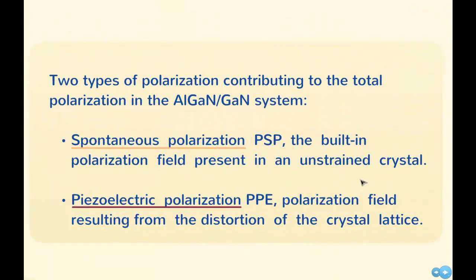There are two types of polarization contributing to the total polarization in AlGaN and GaN compound structures. And these are spontaneous and piezoelectric polarization. The spontaneous polarization refers to the built-in polarization field present in an unstrained crystal. The piezoelectric polarization is the polarization field resulting from distortions of the crystal lattice. So, what do we mean by distortions of the crystal lattice? Now, the problem here is that aluminium gallium nitride and gallium nitride have different lattice constants. So the atoms are at different distances between one another.